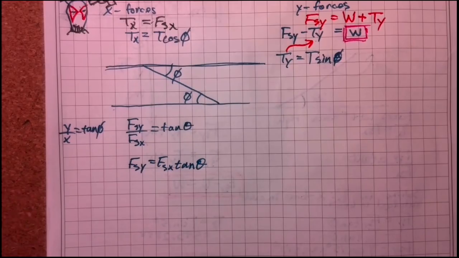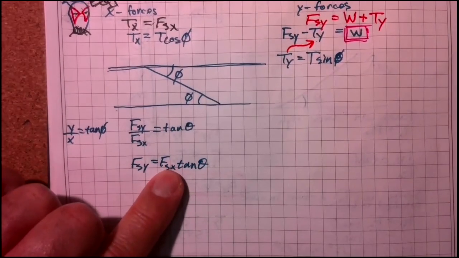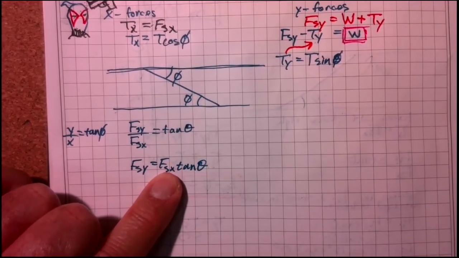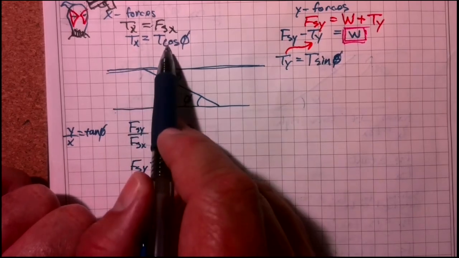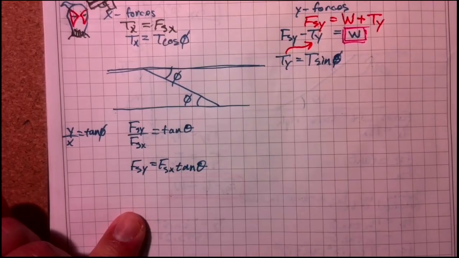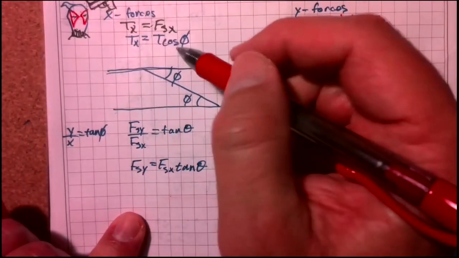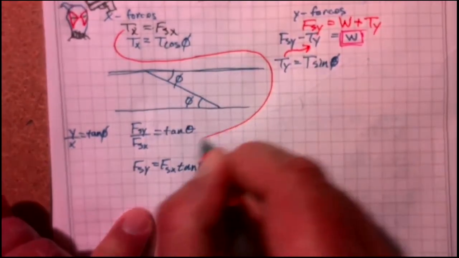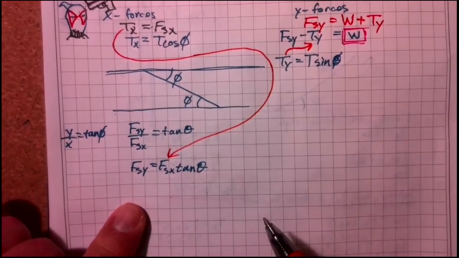All right. So now I know everything now. Wait, do I know F of s of x? Oh, yes, I do, because that's equal to T of x, which is equal to T cosine of phi. So here we go. We are going to make this substitution right over here. We're going to plug that in there. Boom.